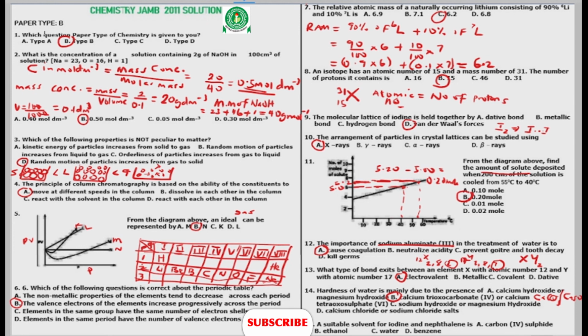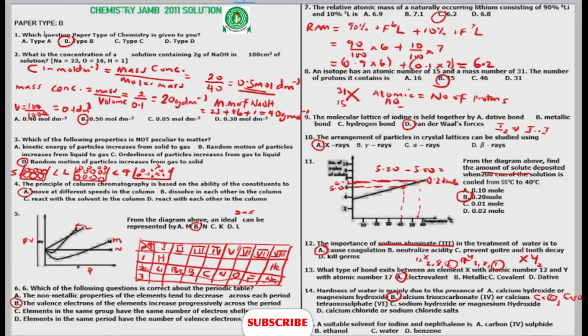Now, what is a suitable solvent for iodine and naphthalene? That's question 15. Naphthalene is an organic compound, while iodine is an inorganic element. So what is suitable for them?